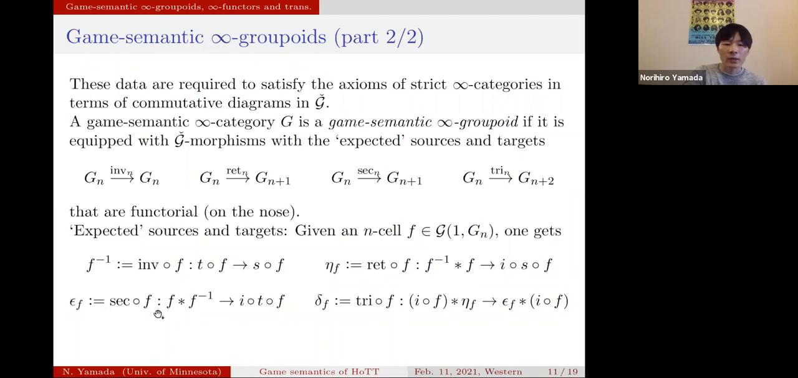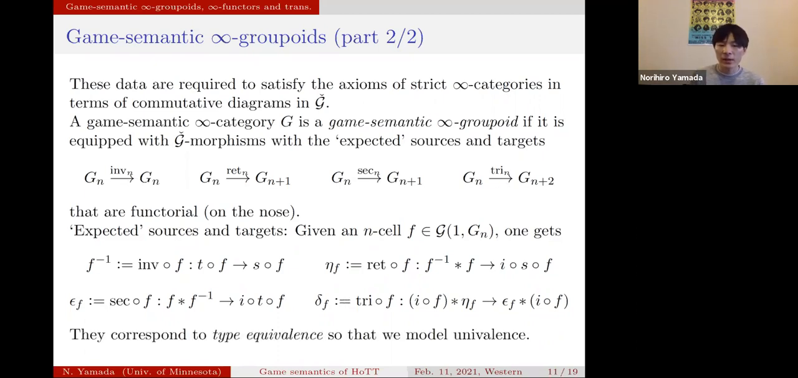And dually, by composing with a section witness morphism, we get a kind of co-unit, or witness of section. And finally, by composing with the triangle witness, we get a witness for this coherence between section and retraction. And this is the last component of the half adjoint equivalence, or type equivalence, in homotopy type theory. So basically, these four structures correspond to type equivalence. And this is the main idea of how we model univalent universes, as we shall see later in this talk. All right, so this is an explicit definition of what I mean by game-semantic infinity groupoid.